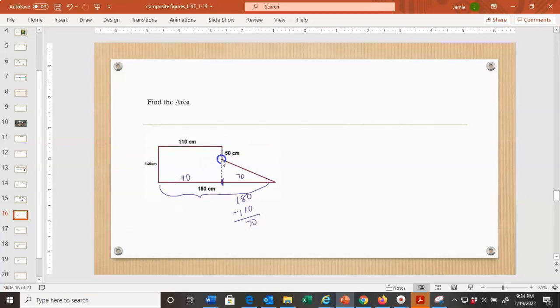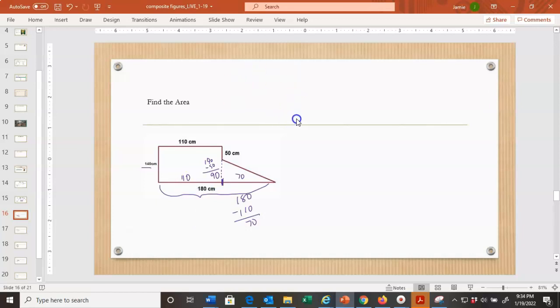We're going to use the segment addition postulate here as well because the whole thing is 140. This piece is 50. So to find the rest, we're just going to do 140 minus 50. That is 90. All right, I think we have everything now.